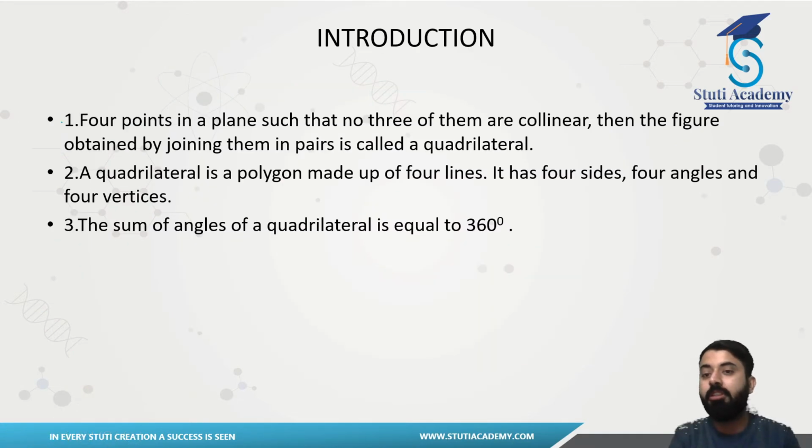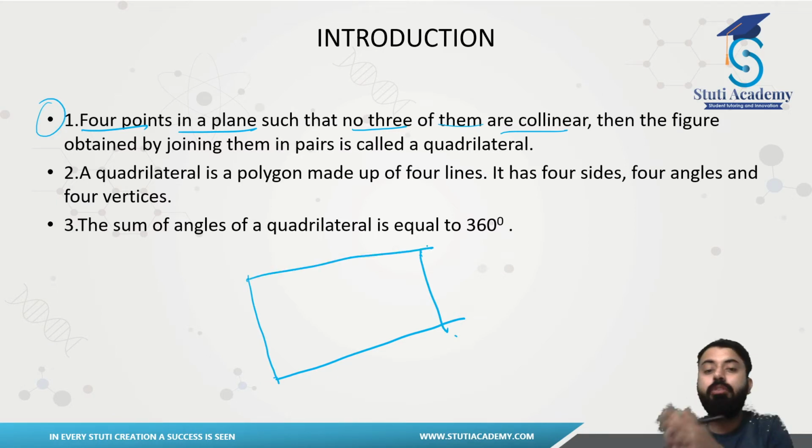So, introduction. The first point is 4 points in a plane such that no three of them are collinear. That means if you have four distinct points lying in a plane, and you join all those 4 points such that no three of those 4 points are collinear, then the figure will be a quadrilateral. Two can be collinear. See, these 2 points are lying on the same line, they can be collinear, but 3 points cannot be on the same line.